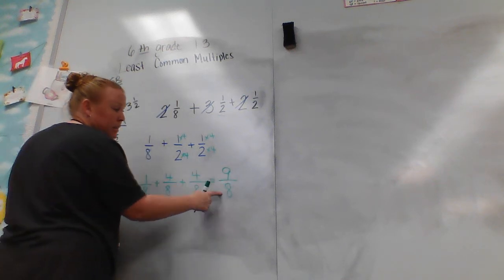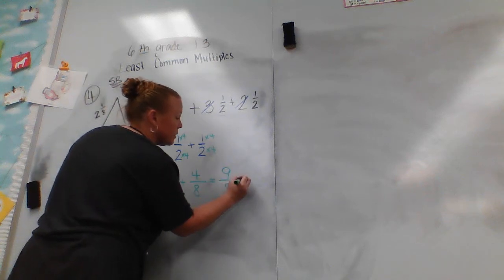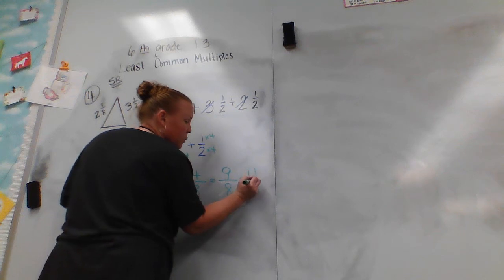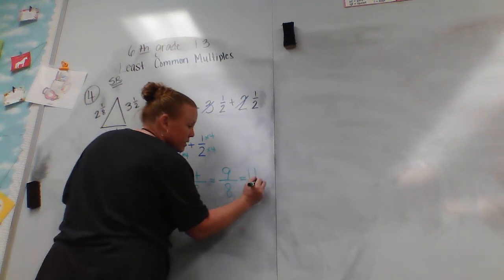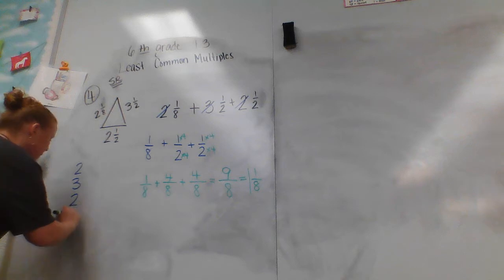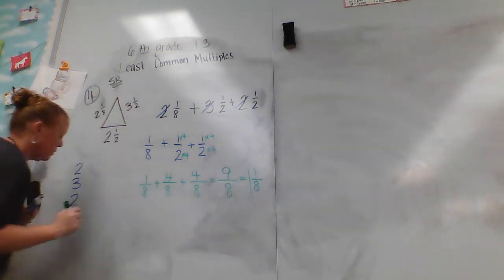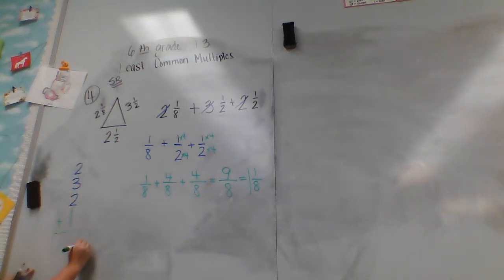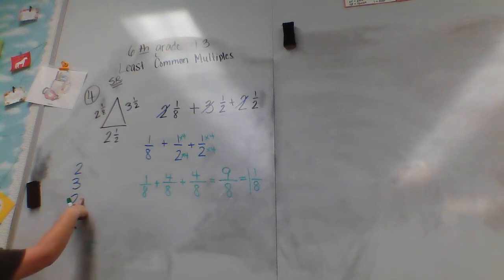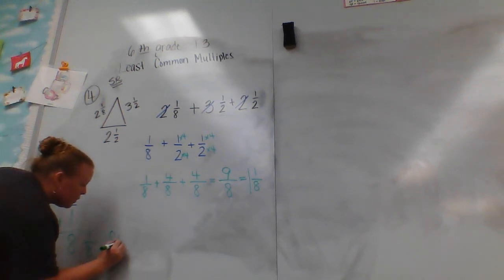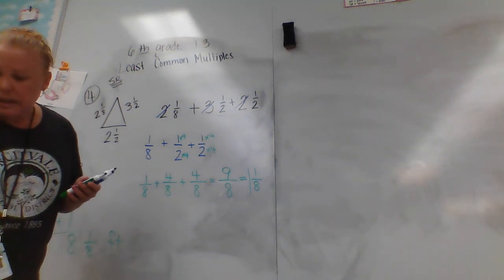Okay, now my numerator is bigger than my denominator. I know that 8 goes into 9 one time. I know that there would be 1 left over, and my denominator stays the same. So I have to add a 1 to the whole numbers. And then my fraction that's on there is going to be 1/8. So I have 2 plus 3 is 5, plus 2 more is 7, plus 1 more is 8. So 8 1/8 feet. Word problem, word answer.